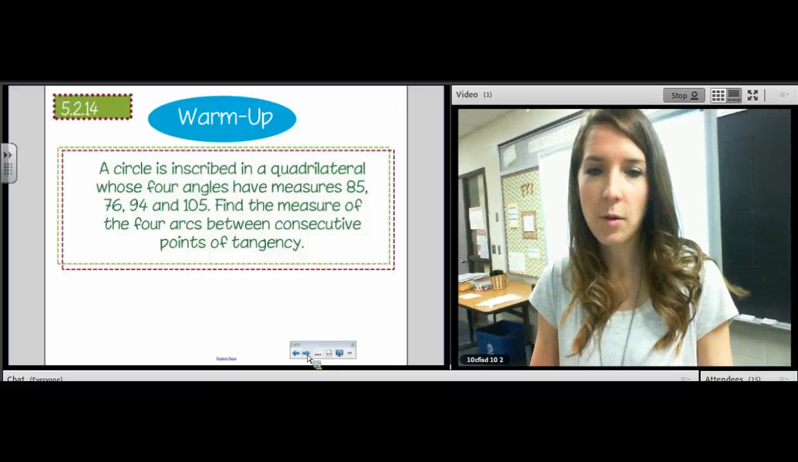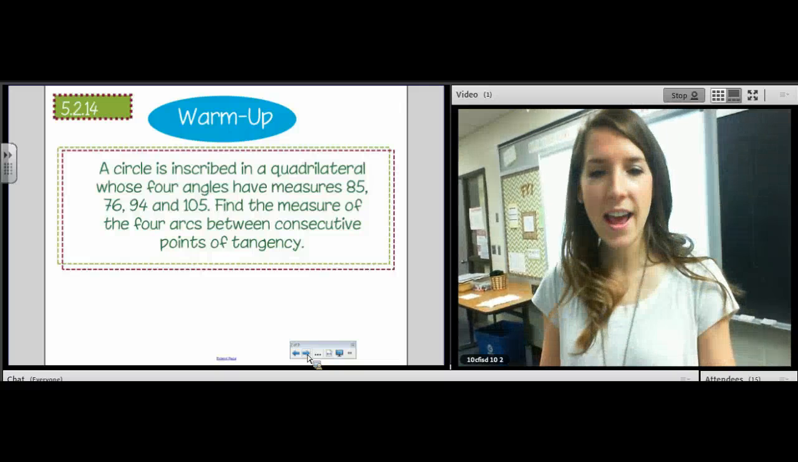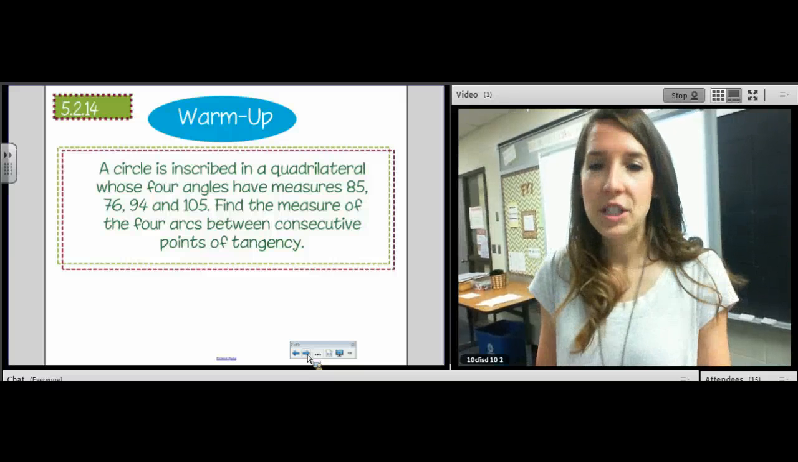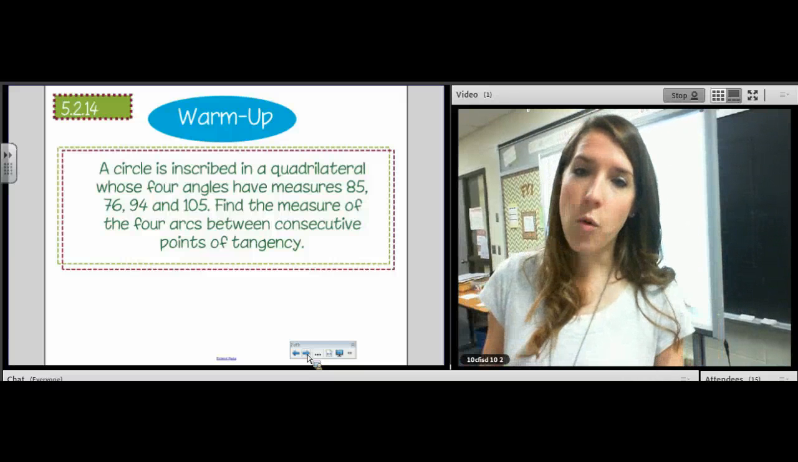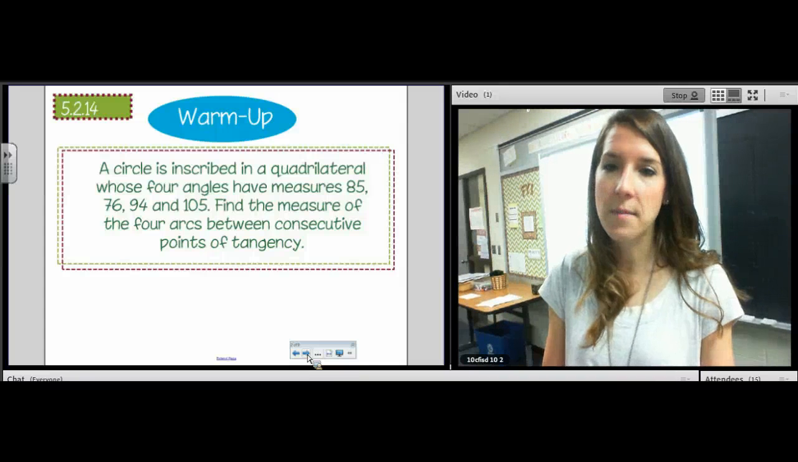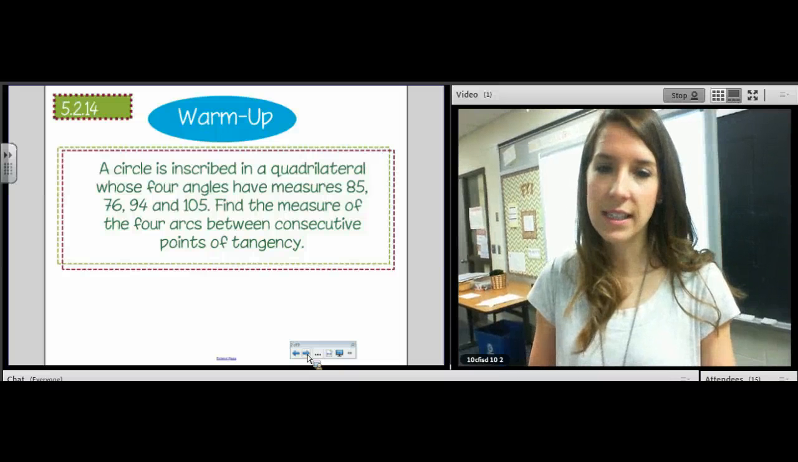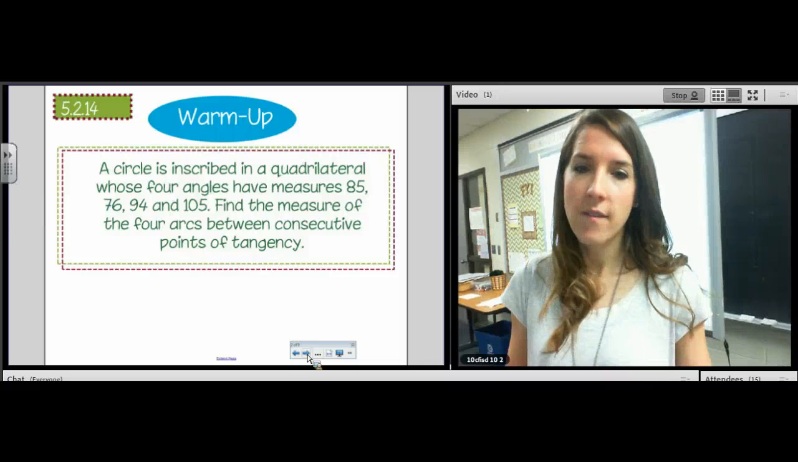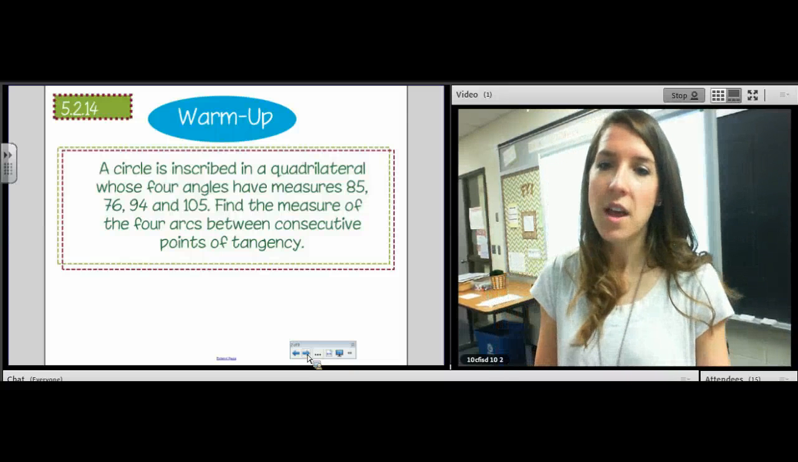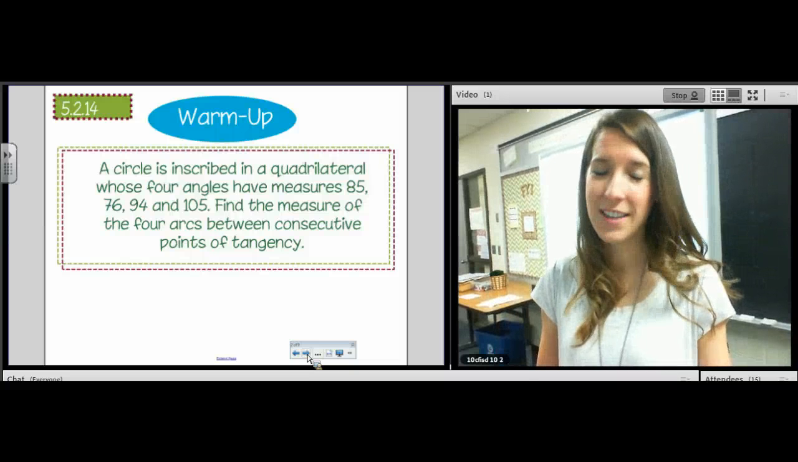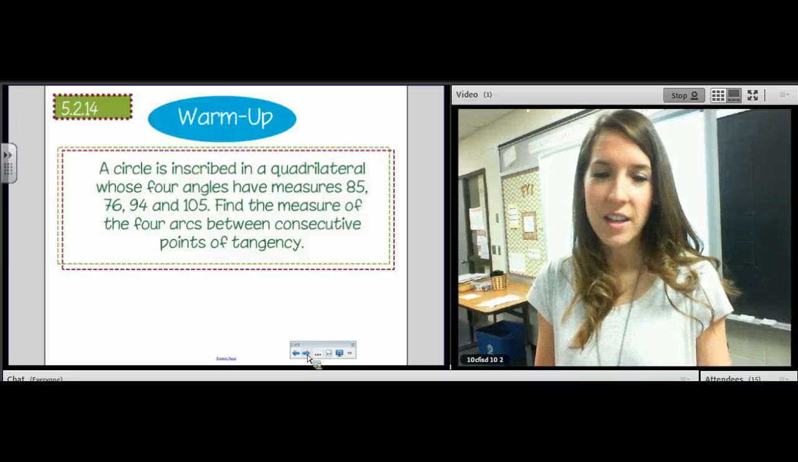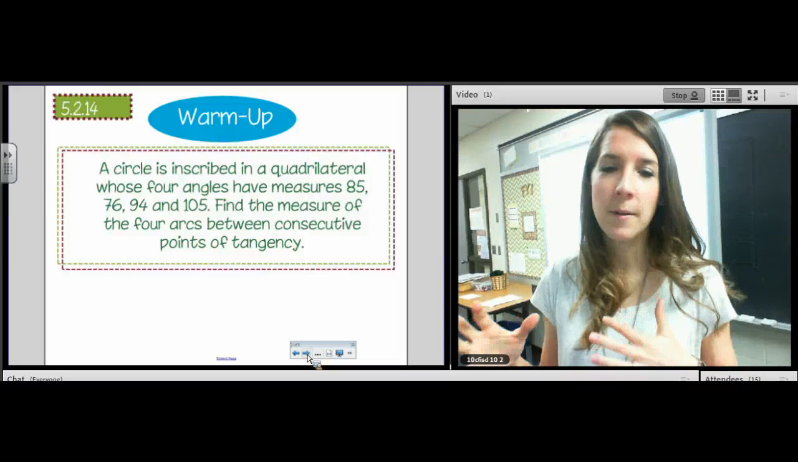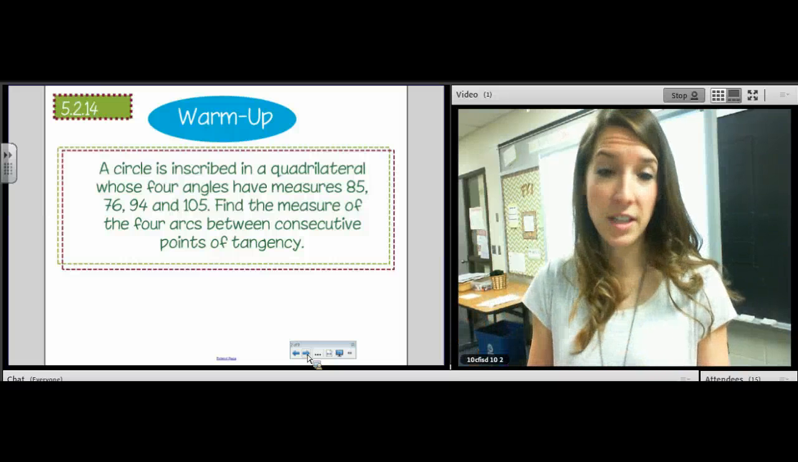Alright, so here's our warm-up. It's Friday! A circle is inscribed in a quadrilateral whose four angles have measures 85, 76, 94, and 105. Find the measures of the four arcs between consecutive points of tangency. Woo, that's a mouthful. So let's make sure we put the figures in the correct spot.